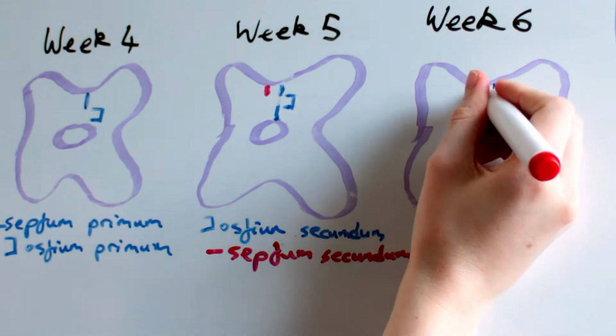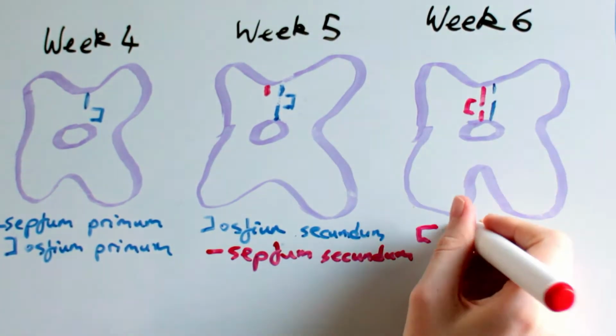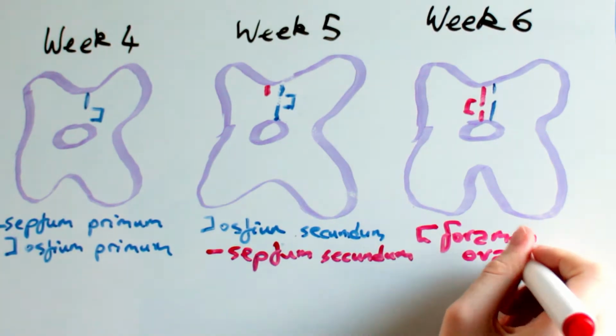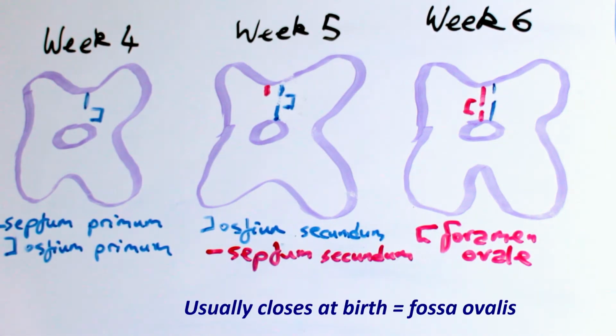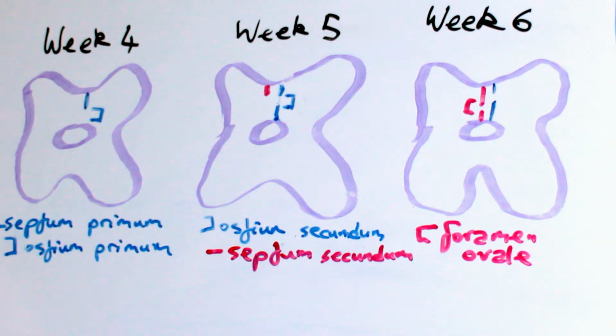Septum secundum also starts to grow over here. Finally, by week 6, the second septum has formed with a hole in the middle, which we call foramen ovale. This provides an important physiological shunt for blood in the fetal circulation, but usually closes over at birth to form the fossa ovalis. Defects can occur in a number of ways.